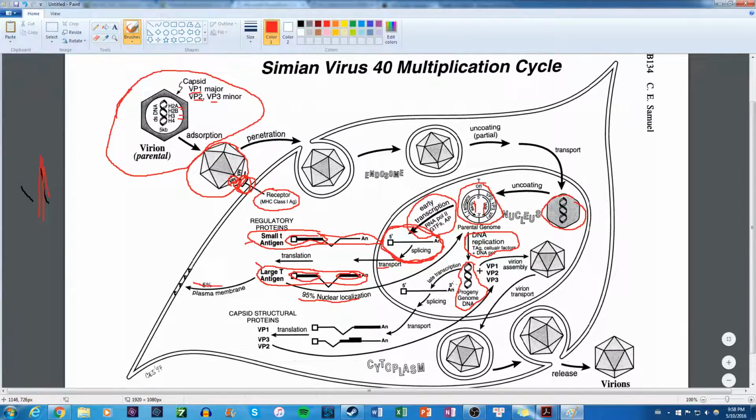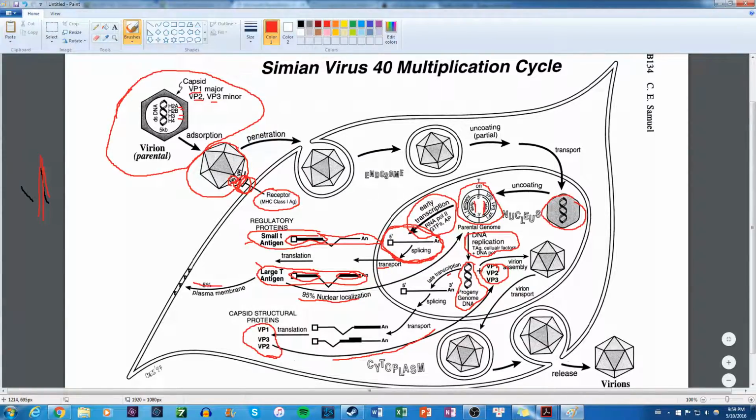Now you have late transcription. In this late transcription, you still have splicing. So late transcription of the late genes. You have splicing of those RNA transcripts, bring them back outside into the cytoplasm, and then you make your capsid proteins right here. See, translation of the capsid proteins. And those things will then come back inside into the nucleus right here.